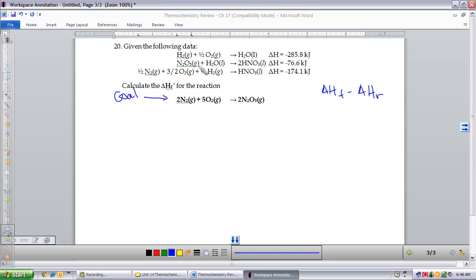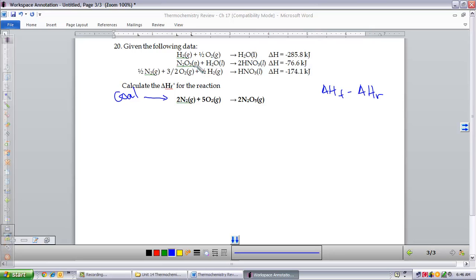Now we can do a variety of things. We can multiply these equations by a number. We can reverse the equations if we need to. Whatever we need to do to achieve this goal. So let's look up here at the first equation. I notice that I have hydrogen and oxygen, and I have water. Well, the only thing that matches with this equation is the oxygen, so I'm going to move on because that's not very helpful.